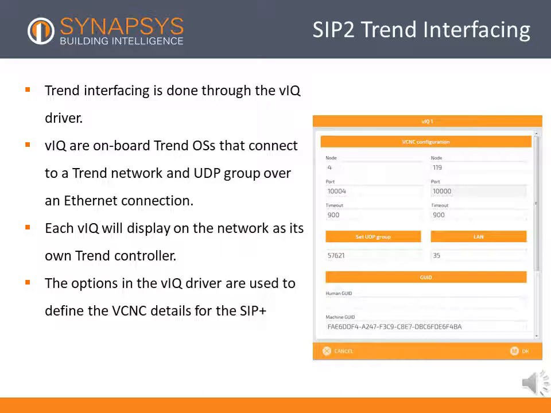When configuring the VIC driver, ensure the UDP group is set the same as the devices that the SIP2 will be communicating with. All LAN addresses on that UDP group must be unique.